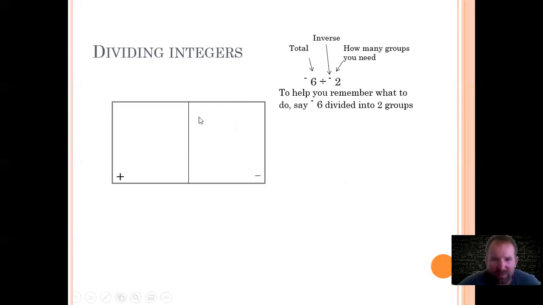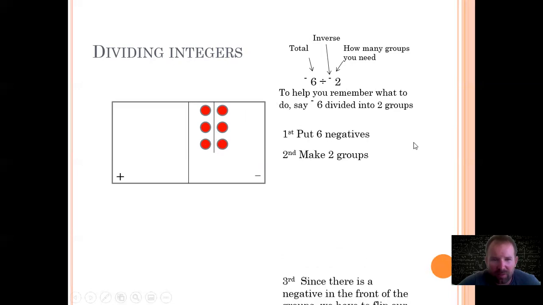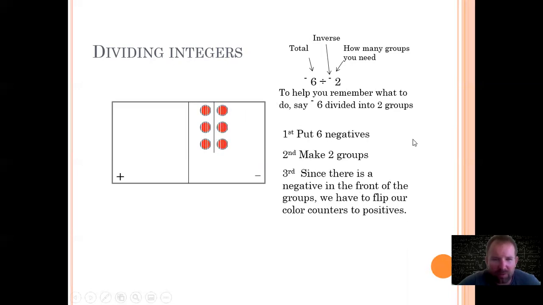All right, so now let's look at it. We got our total. We have 6 negatives. So we're going to put 6 negatives up. Then we're going to divide this by a negative 2. We're going to divide it into 2 groups. Divide it right down the middle. In each group there will be 3. But there's a negative before that 2, so we have to remember to flip it. And so our answer is going to be positive 3.